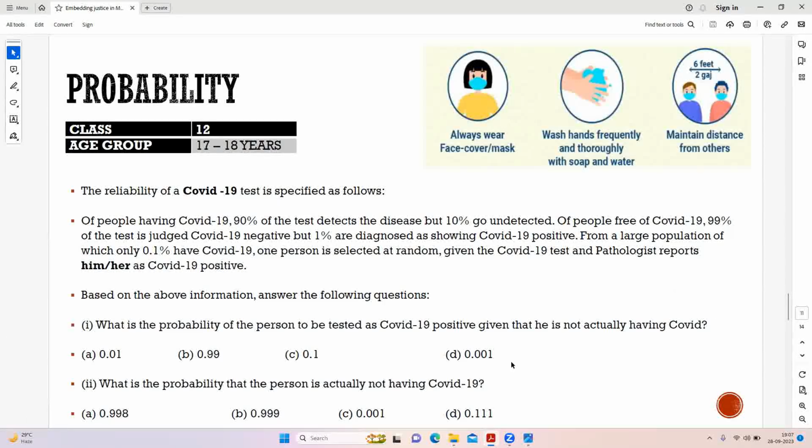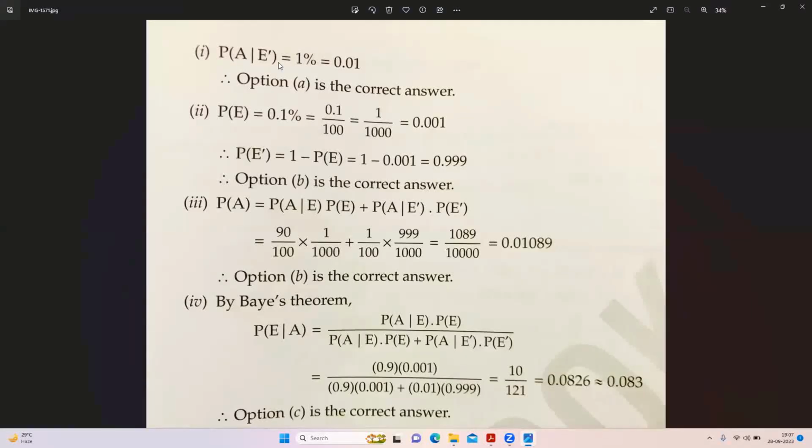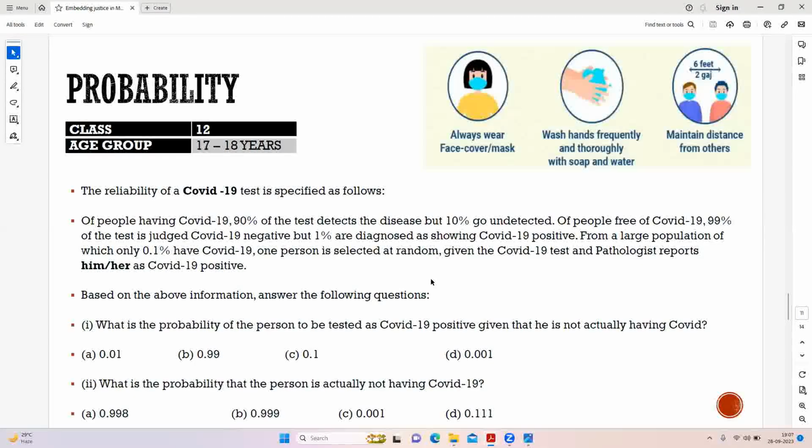Based on the information above, what is the probability of the person being tested as COVID-19 positive, given that he is not actually having COVID? There are 4 MCQs related to it. A student will just solve it and get the answer as 0.01. So over here, you don't need to create a question. You already have a question that is purely mathematics. Now we can ask students, can you relate this particular question to SDG goals, since they'll be of class 12?